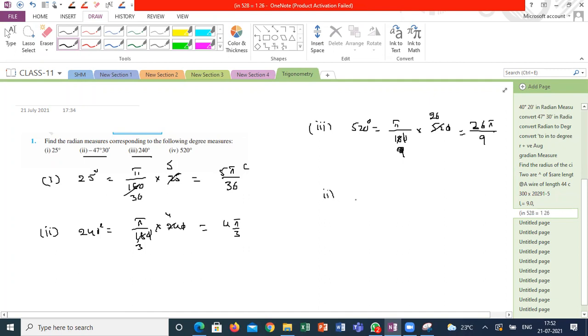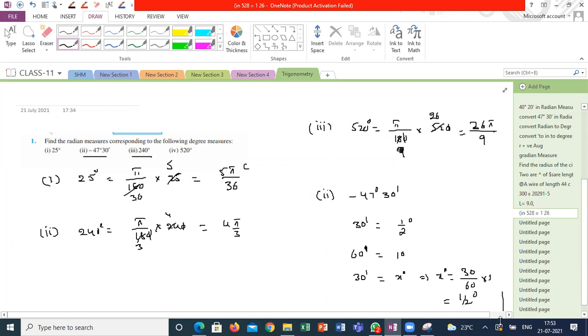So second one, minus 47 degrees 30 minutes. 30 minutes will be equal to half degree. Am I right? Because 60 minutes will be equal to 1 degree. So 30 minutes will be equal to x degrees. So from here, my x degrees will be equal to 30 by 60 into 1. This will be half degree.